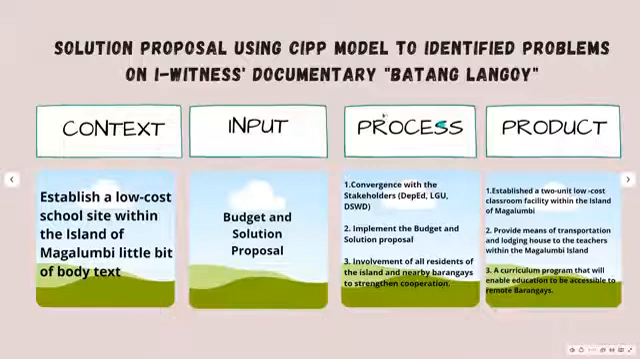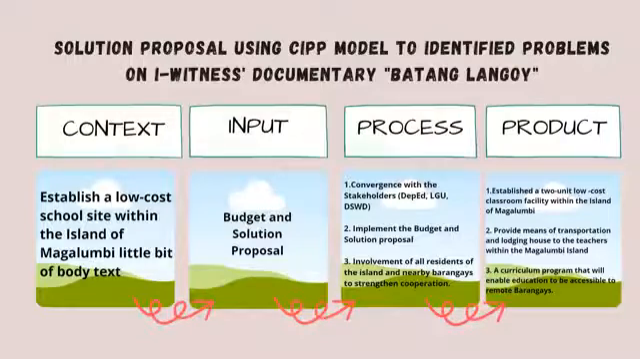Then the P, which stands for the process, or the question of how we are going to do it. It is mentioned there that number one, we will be working with the stakeholders, which is composed of the DepEd, DSWD, and LGU. Number two, implement the budget and solution proposal. And lastly, number three, through community involvement of the island villagers of Magalumbi. They will be taught during the construction of the classroom buildings.